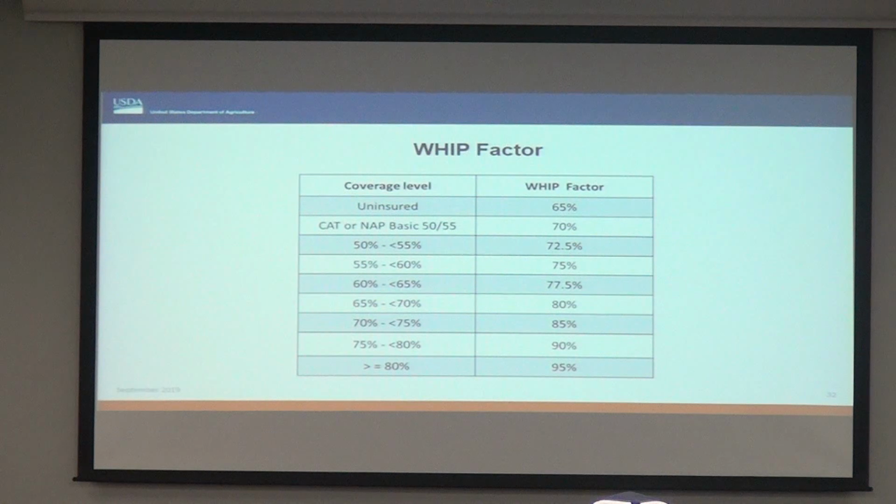So the factors, still using last year's factors. Uninsured, it starts at 65%. Cat level, basic NAP, that's 70%. And then as the insurance increases with buy-up, it goes up to 95%, which is the highest payment factor.